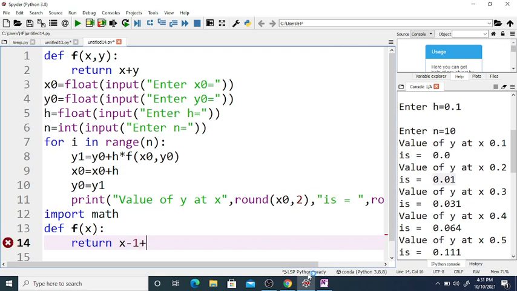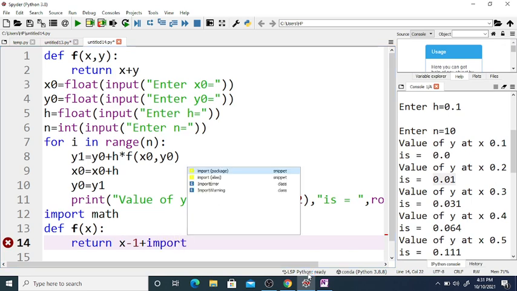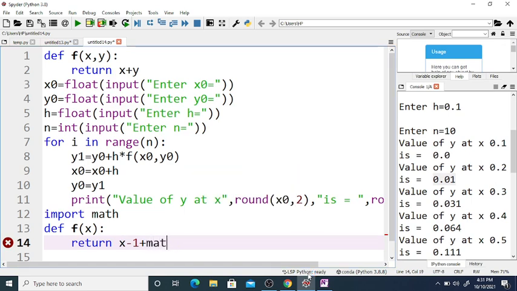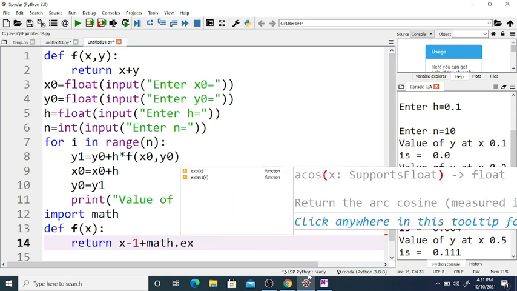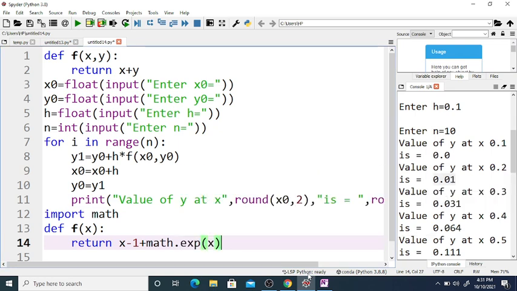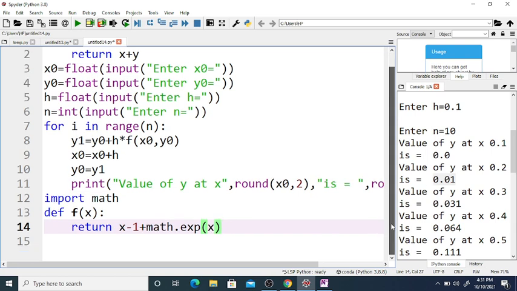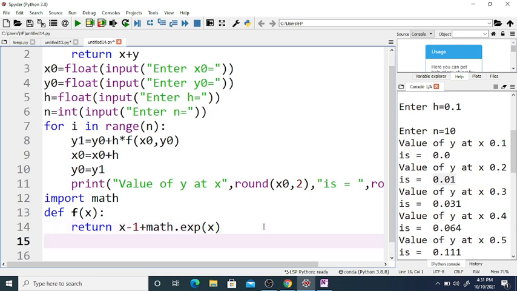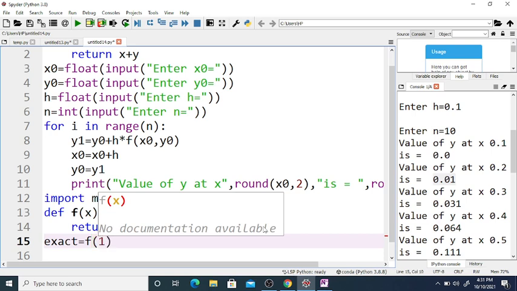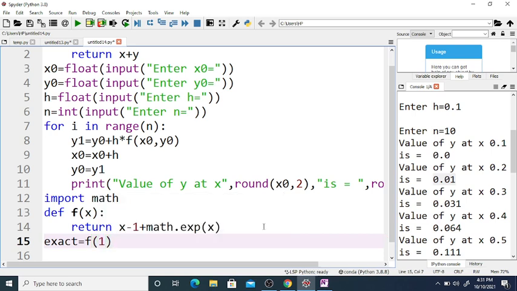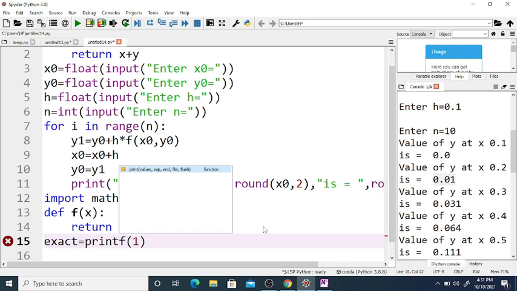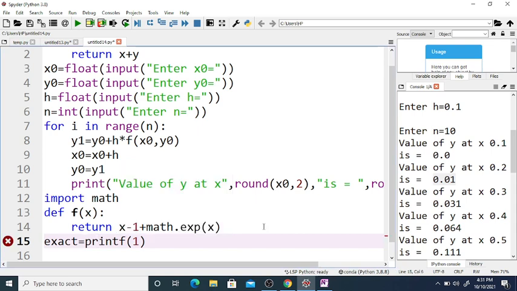plus import math dot exp, the exponential function of x. So now the exact solution is equal to, say, f of 1. Exact solution is what? F of 1. Print f of 1. Exact solution is equal to f of 1.